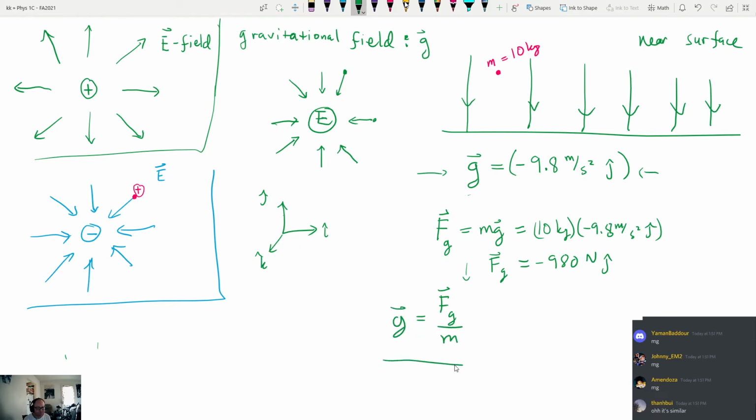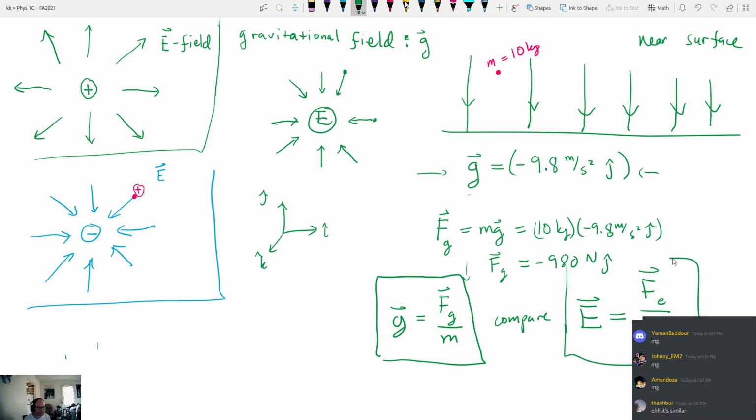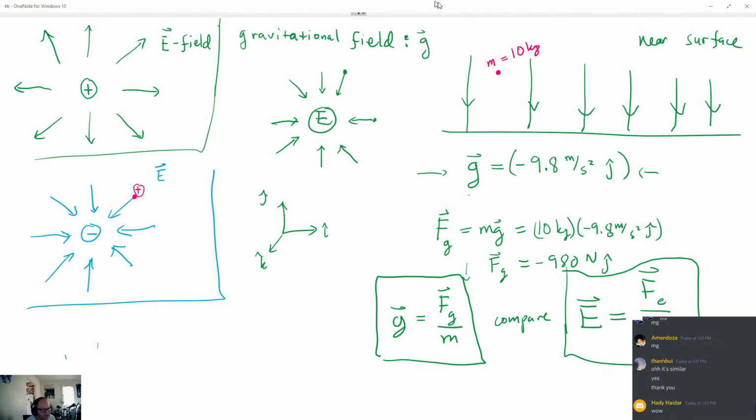The gravitational field is equal to the gravitational force divided by the mass, and you can compare this to what we just said above, which is that the electric field is equal to the electric force divided by not the mass now, but by the charge. So you see how they're the exact same thing? Exact same idea.